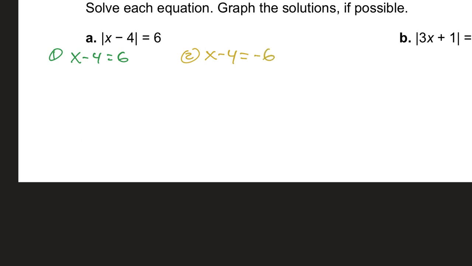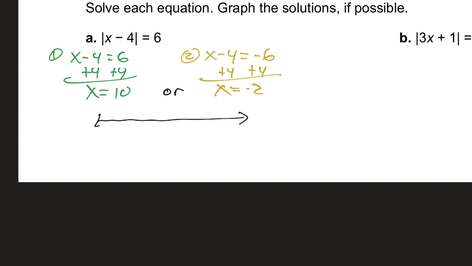So now I'm going to solve this. I'm going to add 4 to both sides. I'm going to get x equals 10. And then I'm going to add 4 to both sides here, and I'm going to get x equals negative 2. So the answer here would be x equals 10 or x equals negative 2. And then to graph this, what we're going to do is make a little line here.